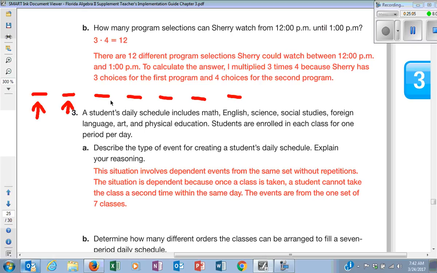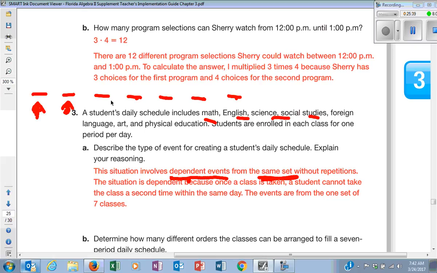So, there are dependent events because what I choose here, this event depends on what I choose here. Once I choose math, I can't choose math here, so this one depends on what I put for my first period. They're the same sets. That means that I'm using this same set every time for all of these gaps. I'm choosing from the same ones. You with me? Can we have independent events that still choose from the same set?